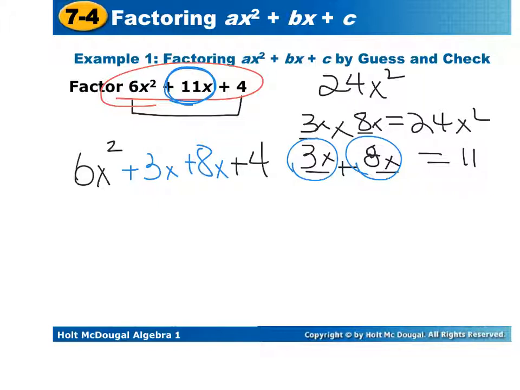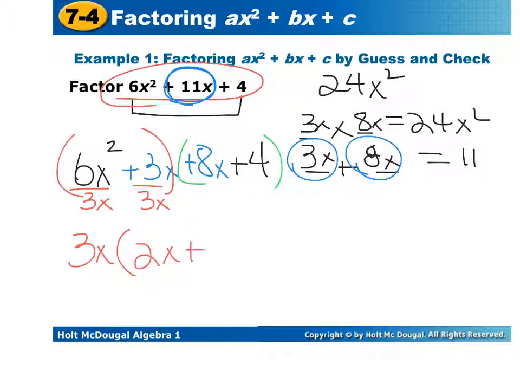Now that we've turned it into a 4-term polynomial, we will group them. I'm looking for the greatest common factor out of my first group, which will be 3x. You write it outside, divide it, and now look for a greatest common factor of the second group, which will be 4.